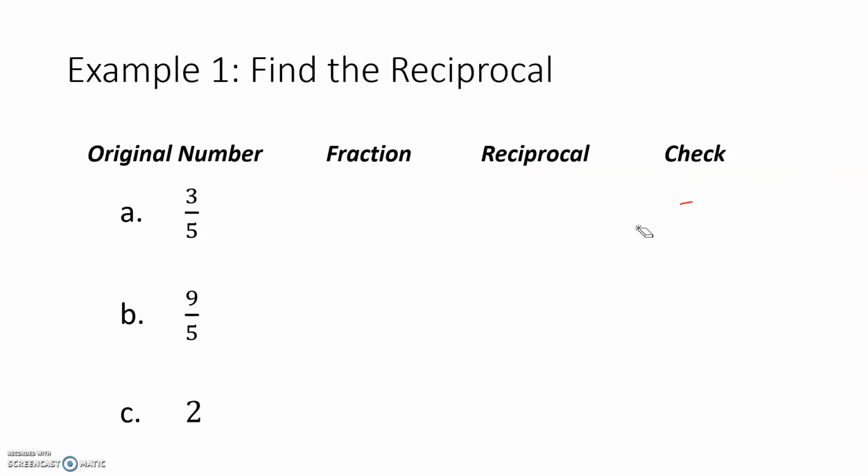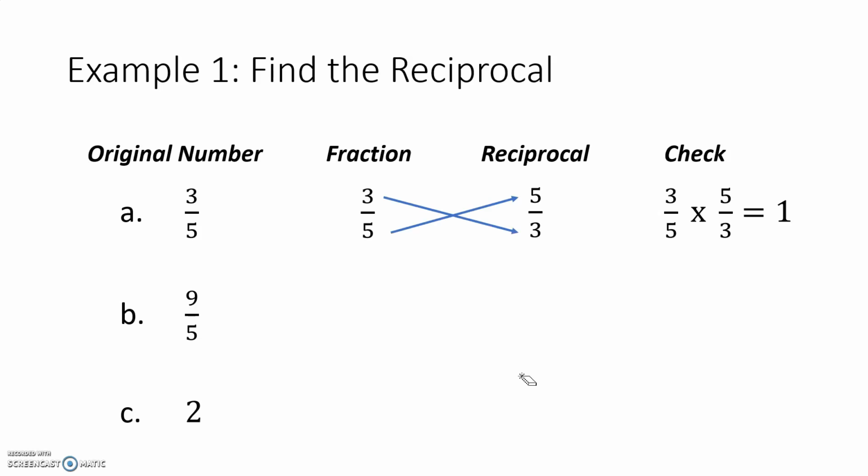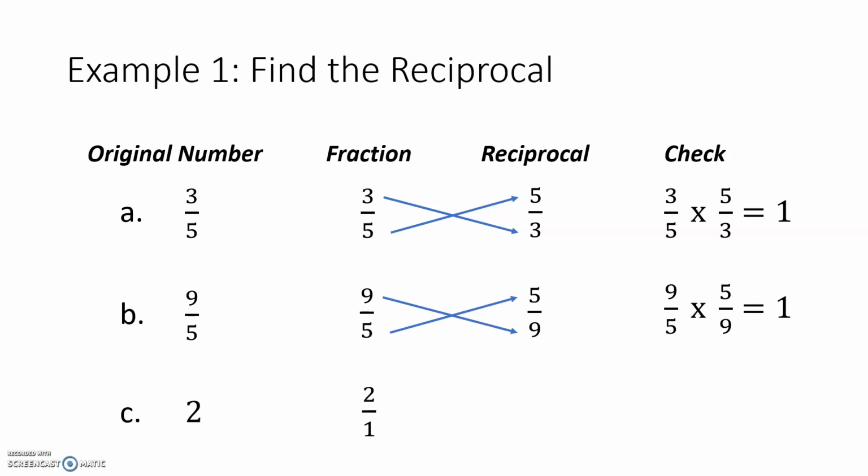I want you guys to pause the video real quick and try the next two, and then hit resume when you're ready to go. All right, so fraction 9/5. I find the reciprocal, so I just flip them around, and I have 5/9. I'm going to multiply 9/5 times 5/9. My product is 1. All right, C, 2. As a fraction, it's going to be 2/1. So to find the reciprocal, I'm just going to flip them, and I get 1/2. And 2/1 times 1/2 is 1.